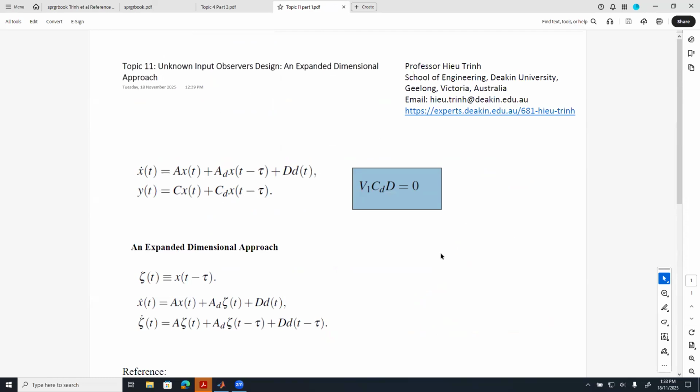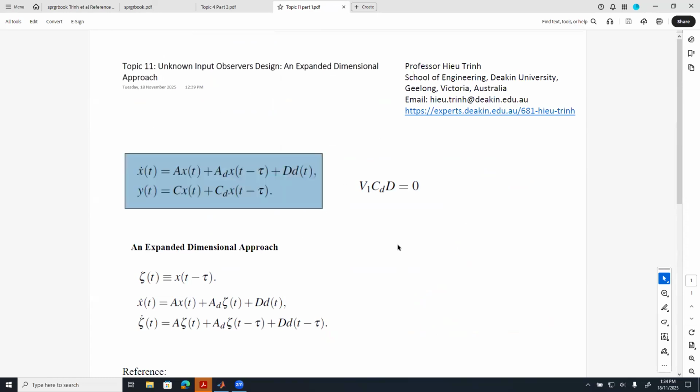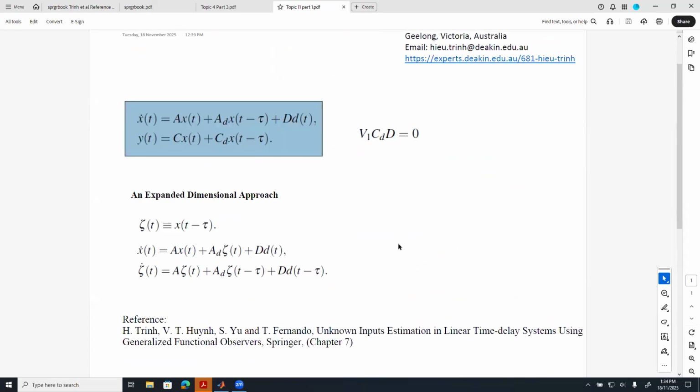We're going to revisit chapter 5, and then we're going to look at another approach for designing an unknown input observer for this time delay system. And we call it an expanded dimensional approach. And so how did we come up with that name?